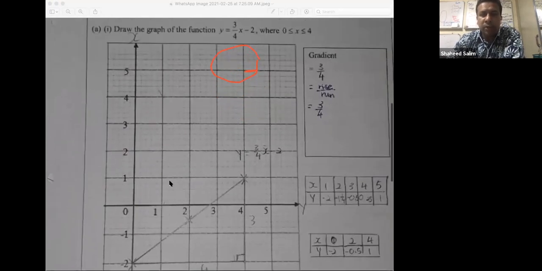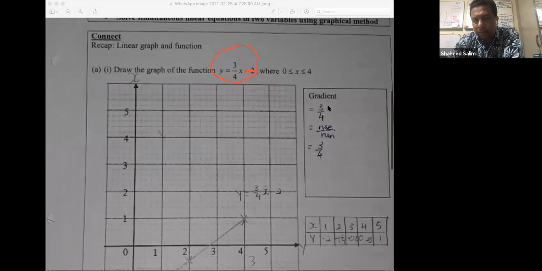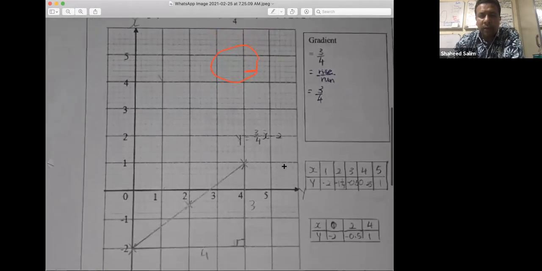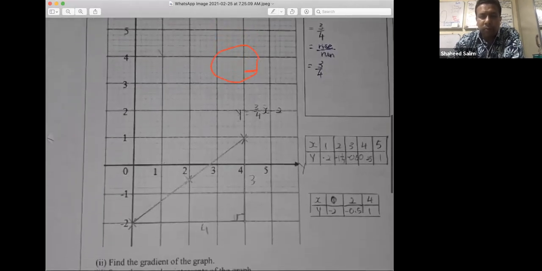And then the gradient, you see down here, right? Gradient is 3/4. What does 3/4 mean? Since it's evenly spaced, 1 unit, 1 unit, 1 unit, we can see clearly. When you increase x by 4, 1, 2, 3, 4, it will only increase by 3. That's what 3/4 means.